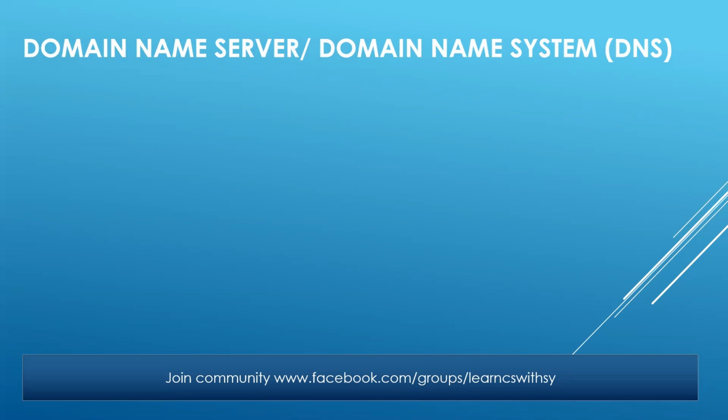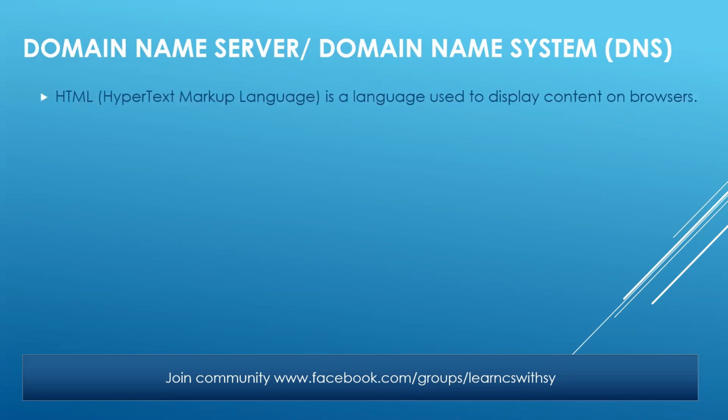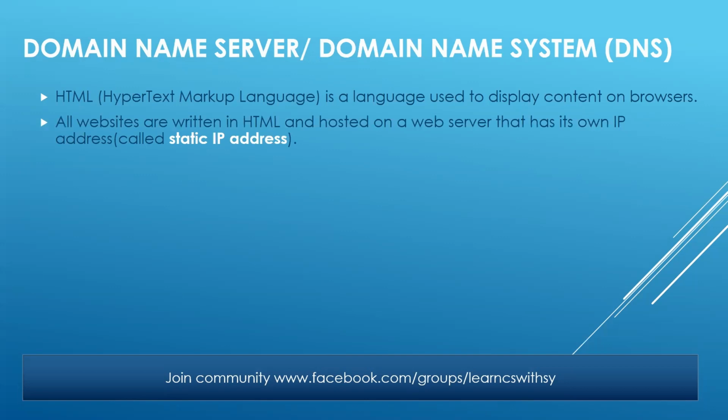Right now, we're going to talk about DNS, which stands for Domain Name Server or Domain Name System. I hope that we all know HTML. HTML is a markup language, and it is used to display contents on web browsers. A very important thing is that all these websites are written using HTML, and they are present on a web server. Remember, the web server has its own IP address, and this IP address is always the same. That is why it is called a static IP address, because it never changes.